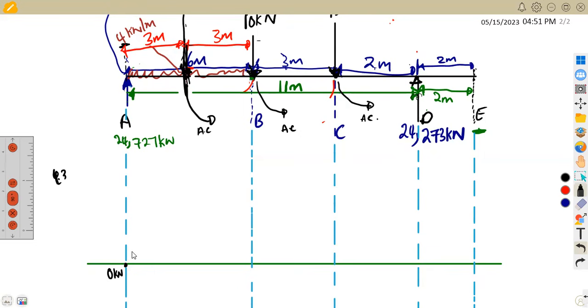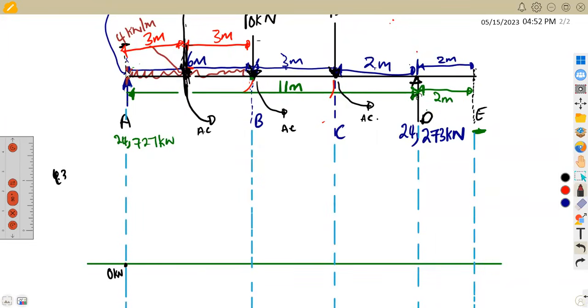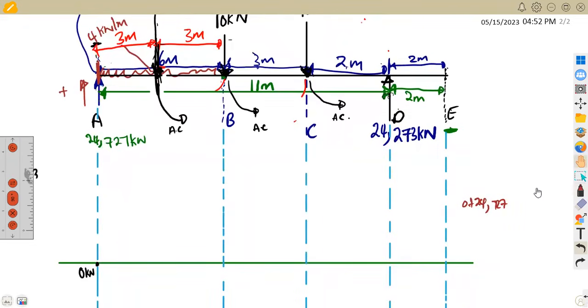But let's see what's happening at A. At the beginning here, there's a support which is going up. Remember, a support is always positive. So at 0, we are going to add the support, which is 24,727. Anything that is positive possesses a positive, so if you add this, there's nothing that's going to change. It is going to remain as 24,727. So at 24,727, that's where we are supposed to mark your point.